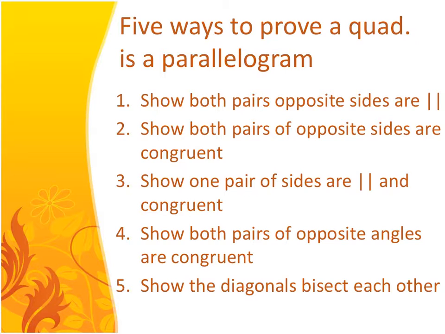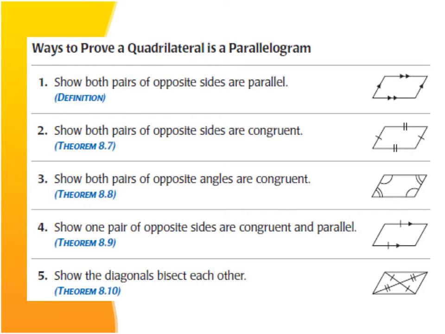So there's 5 ways, just like there's 5 properties of parallelograms, there's 5 ways to show that a quadrilateral is a parallelogram. And this is just like with the numbers of the theorems. So the definition is that both pairs of opposite sides are parallel. So if I was to use that in a proof, if it said, show that this was a parallelogram, then my reason would be the definition of a parallelogram.